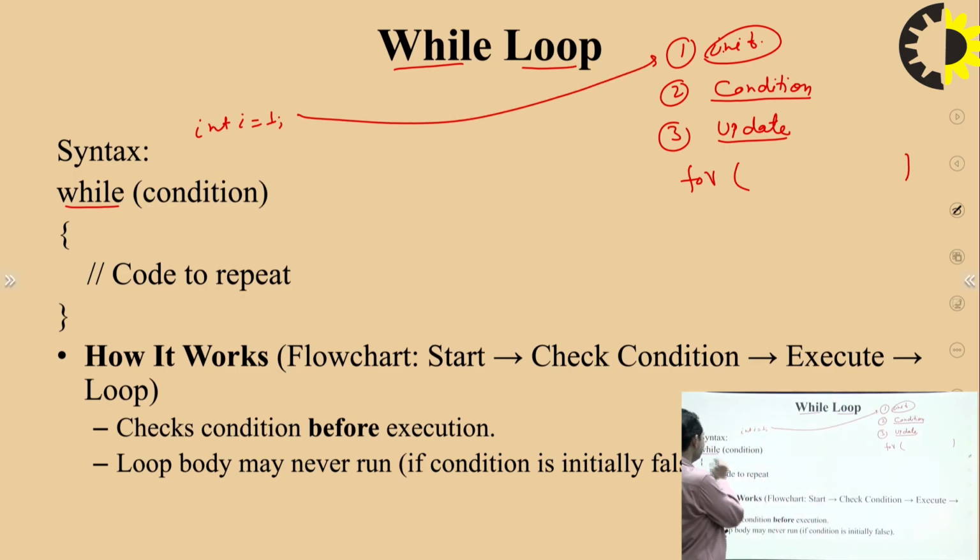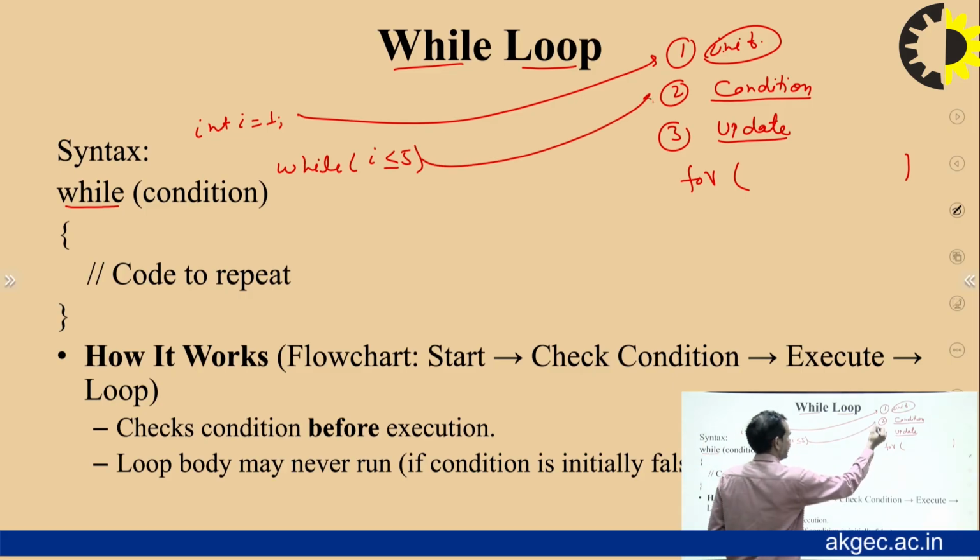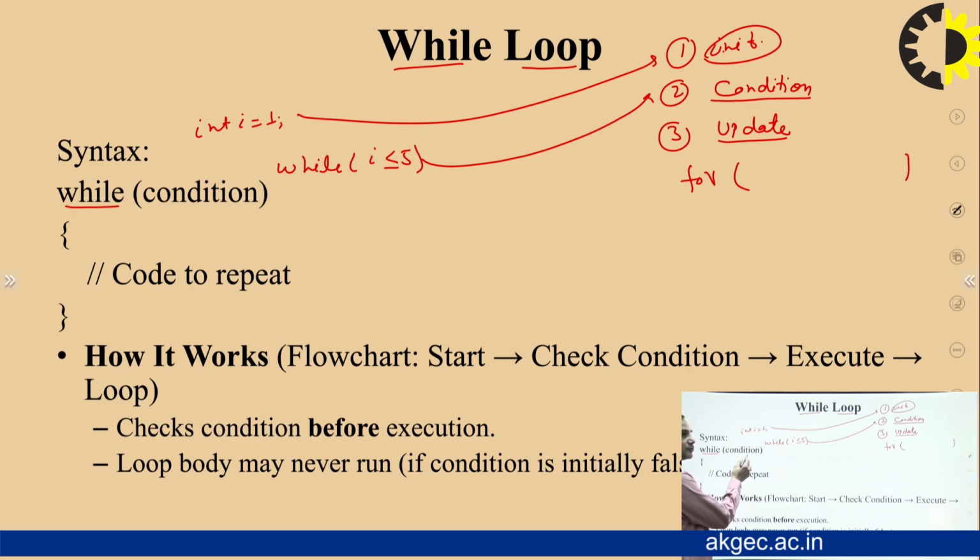Then we define the condition: while I is less than or equal to 5. If the condition is true, it will go inside this block, print whatever we want to print, and after that we increase the value of I. So this is the syntax of the while loop.